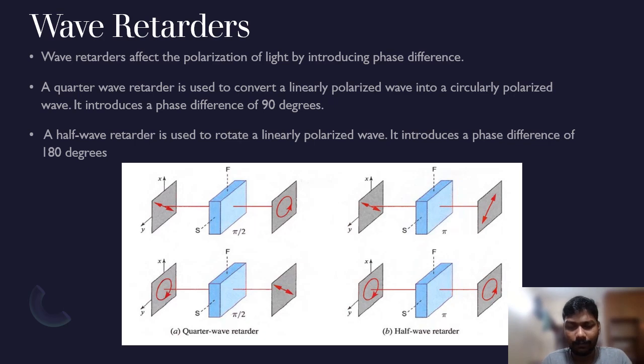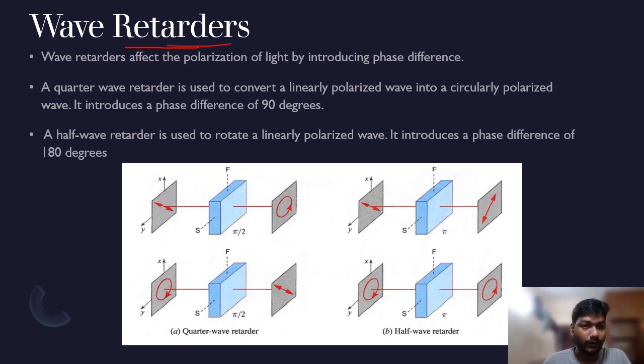In the previous slide we have marked one thing, that first we converted UPL, unpolarized light, to linearly polarized light, and then linearly polarized light to circularly polarized light. So what we have used for that conversion from UPL to LPL to CPL is given: it's done by wave retarders.